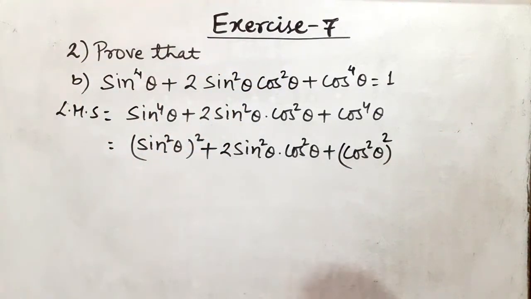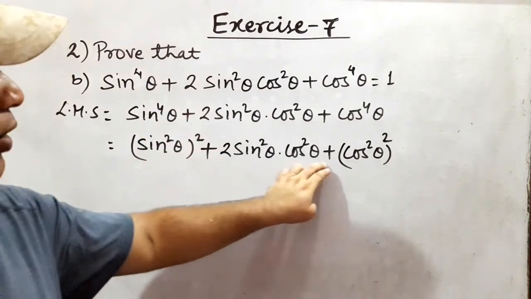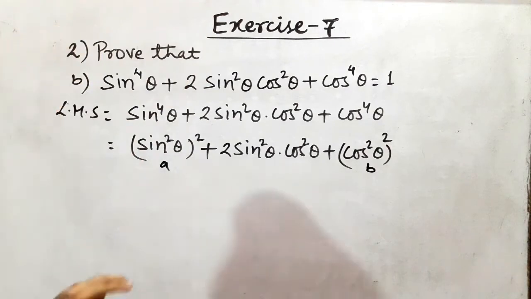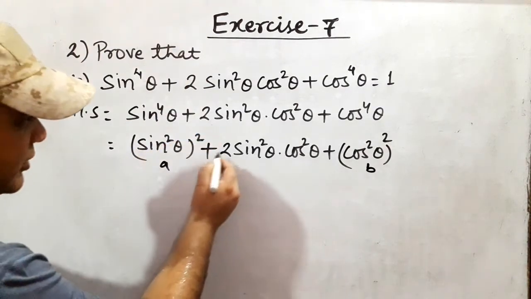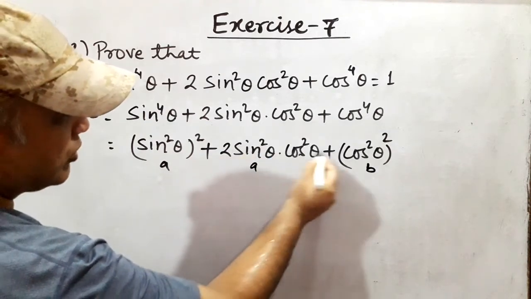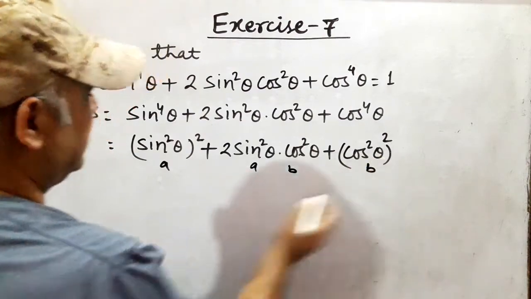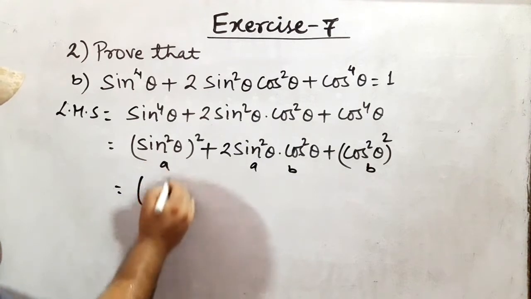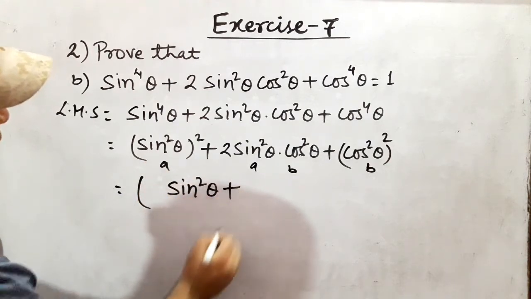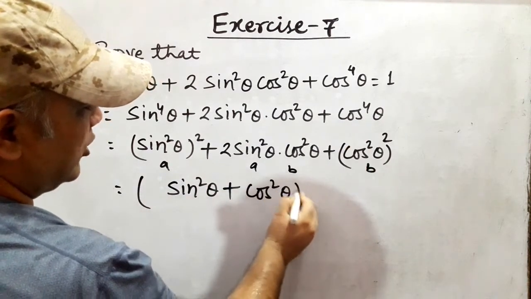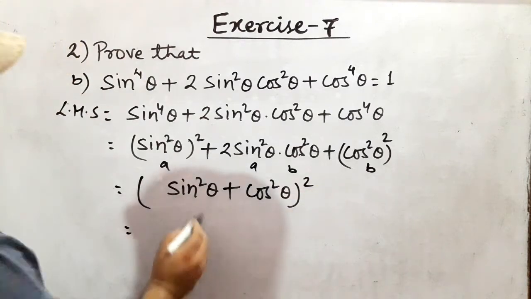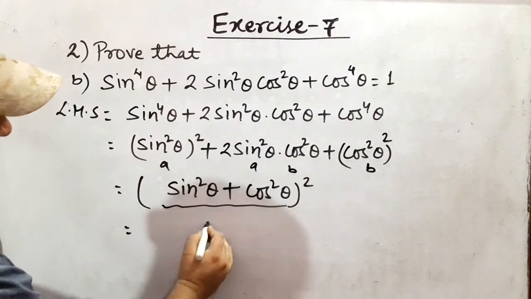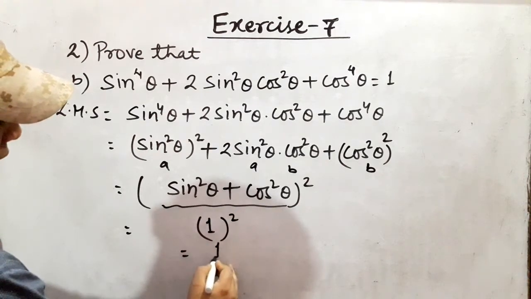Now if we see closely, we can see that it's in the form a square plus 2ab plus b square, whereas sin square theta acts like a and cos square theta acts like b. So if I suppose sin square theta as a, then it becomes a square plus 2, the sin square theta is a, 2a cos square theta is b, so it's b plus b square. So a square plus 2ab plus b square can be written as a plus b whole square. So what is a? A is sin square theta plus b which is cos square theta whole square, that is a plus b whole square. Sin square theta plus cos square theta can be written as 1 according to Pythagorean relation. So sin square theta plus cos square theta becomes 1 square, which is equal to 1, which is right hand side.